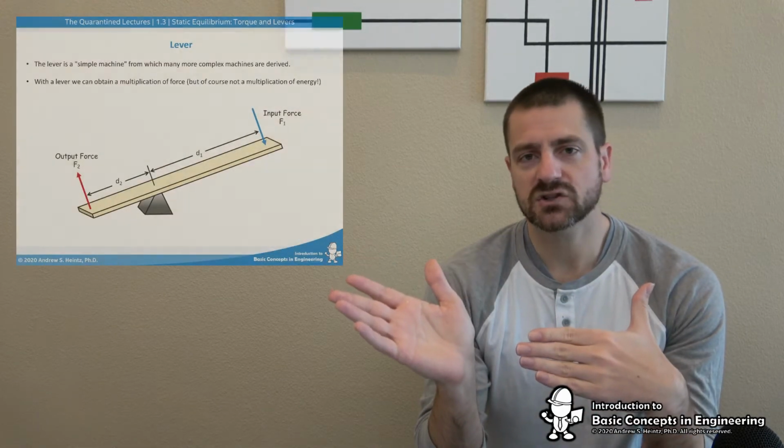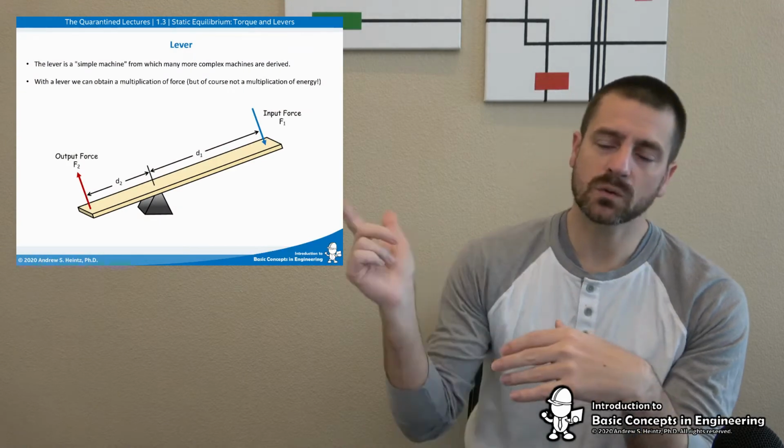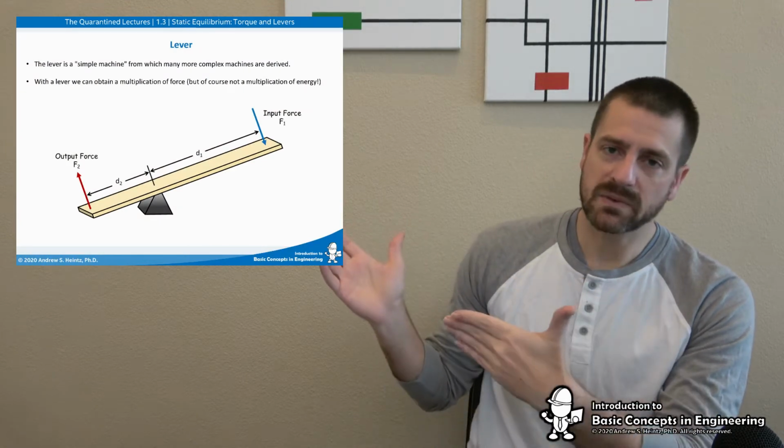So levers are something that you've probably already seen in some of your other physics courses over the course of your education. The lever itself is really just a simple machine, and from it a lot of other machines are derived. But what we can do on a lever is achieve a multiplication of force. So what we see right here is a basic lever.